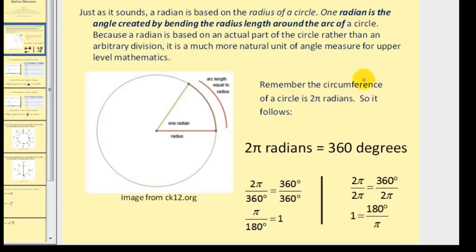Now remember that the circumference of a circle is 2 pi radians, so it follows that 2 pi radians is equal to 360 degrees. If we took this equation and divided both sides by 360 degrees, we could show that pi radians over 180 degrees is equal to 1. If we divided both sides by 2 pi radians, we could show that 180 degrees divided by pi radians is equal to 1 as well. These are the conversions that we will use to convert radians to degrees and vice versa in just a couple minutes. However, let's first take a look at a Wolfram demonstration.